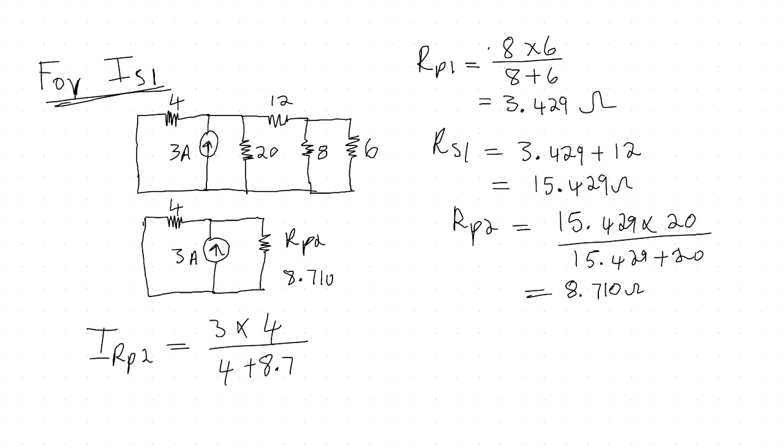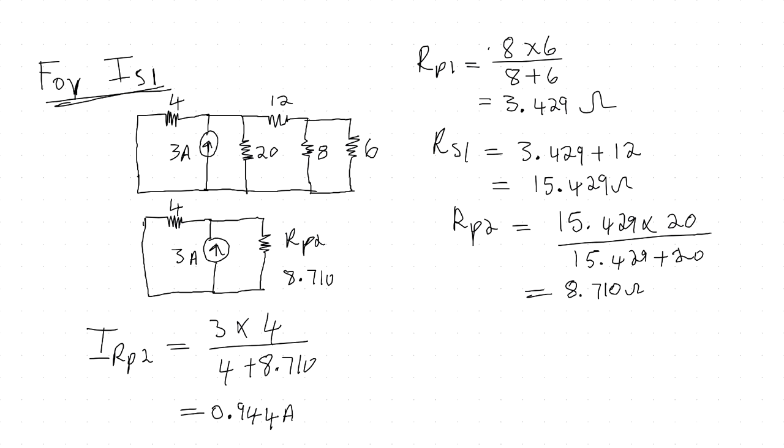So what is the current? 3 times 4 divided by 4 plus 8.710 is 0.944 amperes. So 0.944 amperes, I'm interested in it, but it's not my final current. So I'm going to use it to get my final current.